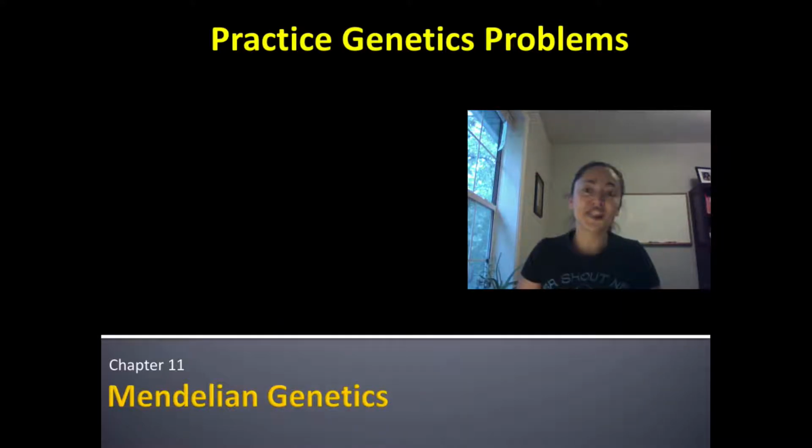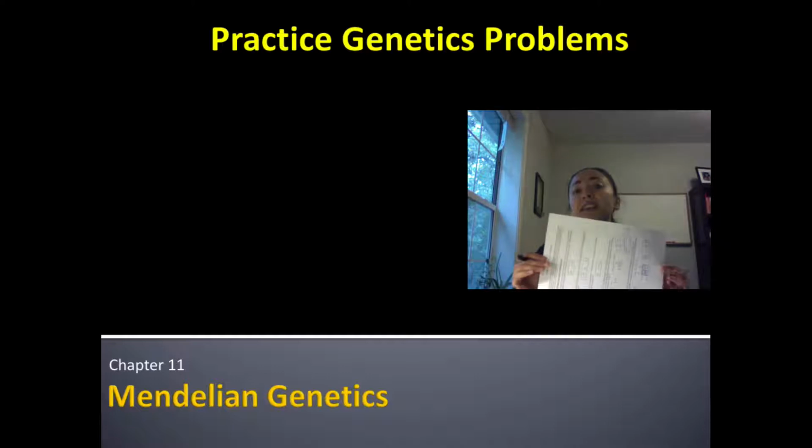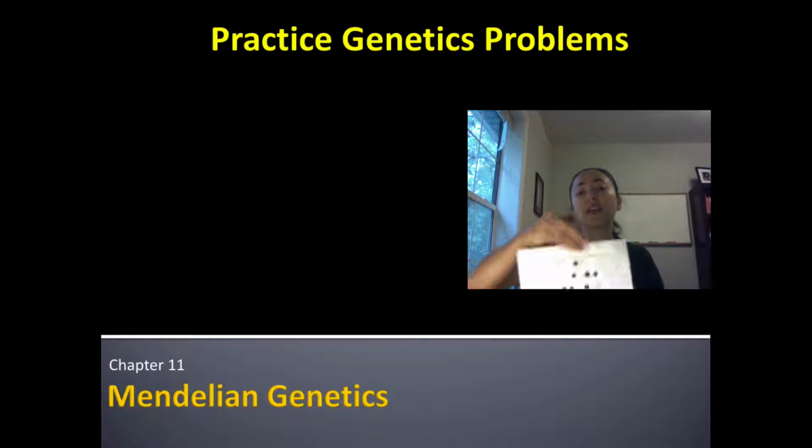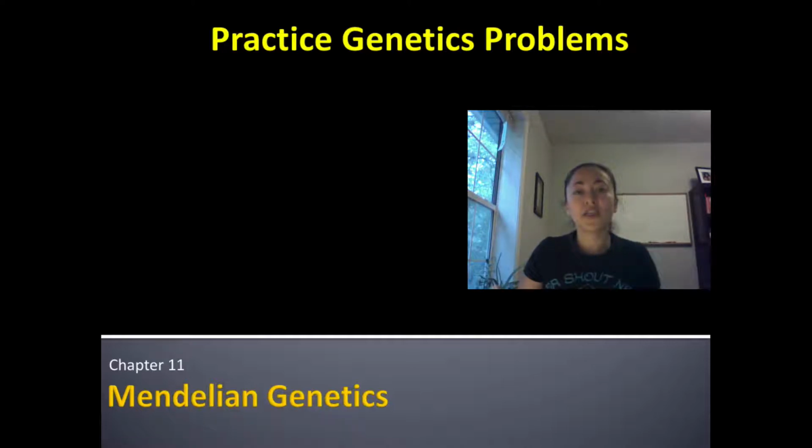Going over practice genetics problems. Before we actually get into doing the genetics problems, what you're going to need to follow along with me is a pencil. You'll also need a calculator. And you also want to make sure you printed out the practice problem set, which is available online on D2L. Once you have all these things, then we're ready to get started.